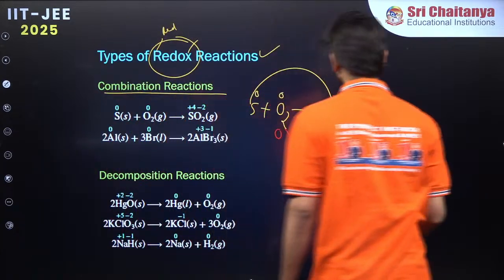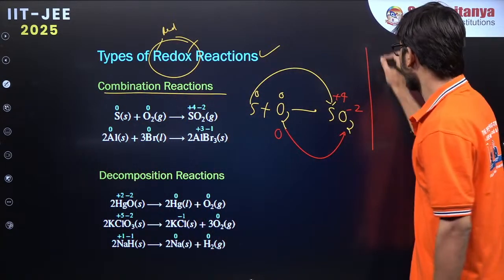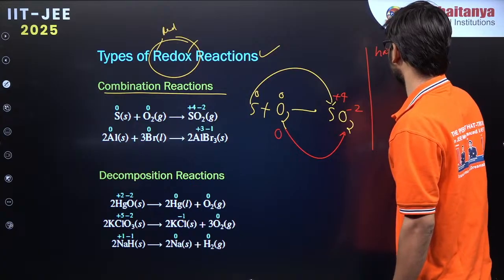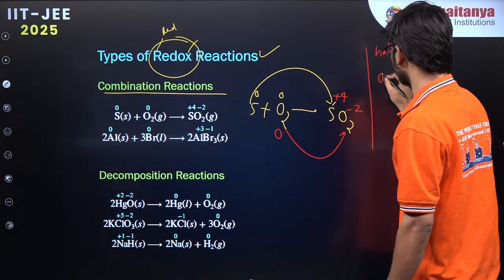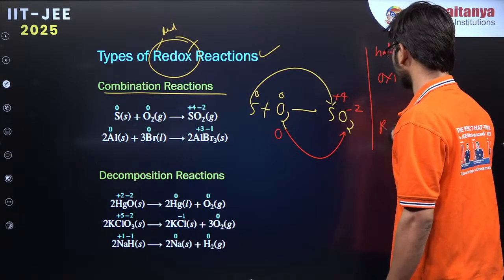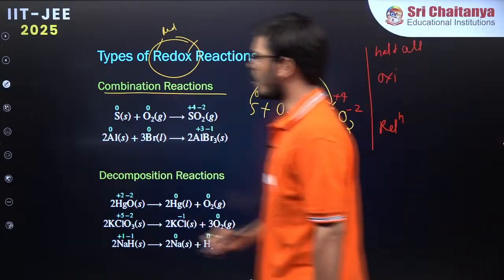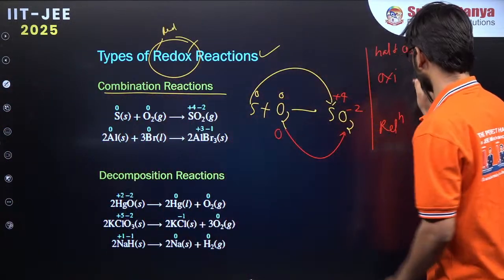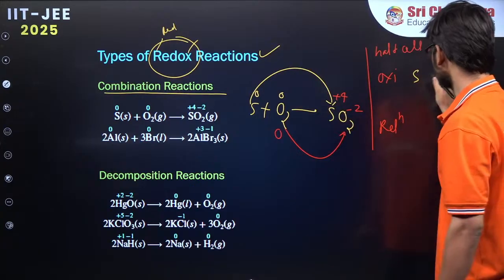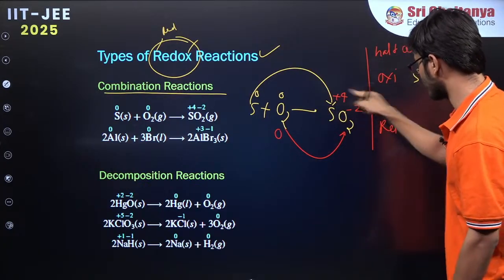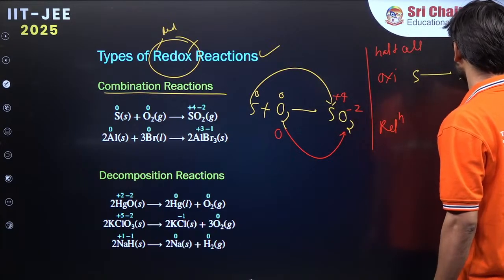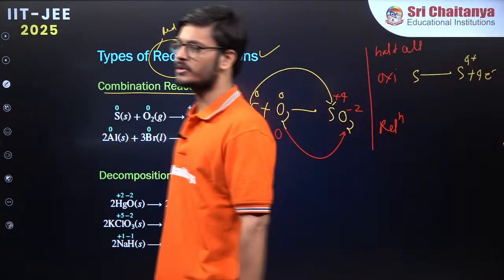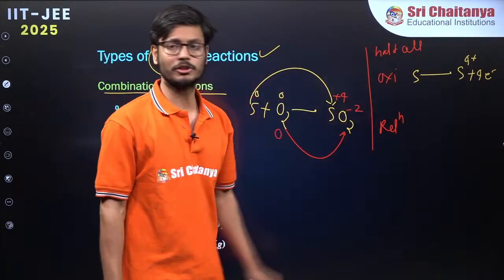Now, we have to write the half cell reactions. How to write the half cell reaction? This is a full cell reaction. Half cell means I have to write oxidation and I have to write reduction. So let us write oxidation and reduction and see what will happen. In the oxidation reaction, look, sulfur goes to sulfur 4 plus. So how many electrons are lost? 4 electrons are lost. Sulfur goes from sulfur to sulfur 4 plus, 4 electrons are lost.